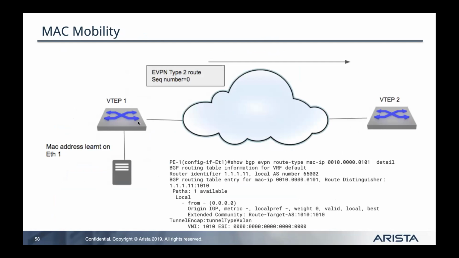And then this is MAC mobility. Let's say first this MAC is learned locally on VTEP1. As soon as it is learned, it will send out a type 2 route update. The first time the sequence number is 0, so basically nothing will be mentioned in the packet about the sequence number. Now VTEP2 will learn this and update its MAC table.